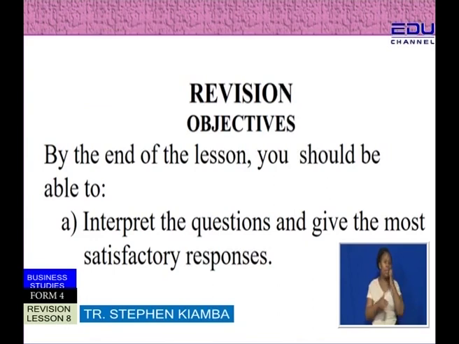By the end of the lesson, you should be able to interpret the questions and give the most satisfactory responses. We are going to have a question approach in this lesson. We're going to have sample questions from the topic of inflation, the topic which we are revising, and the questions will guide us on how to respond to similar questions.